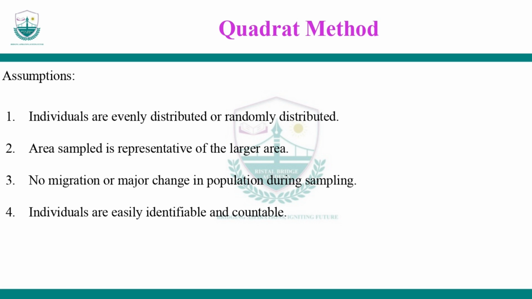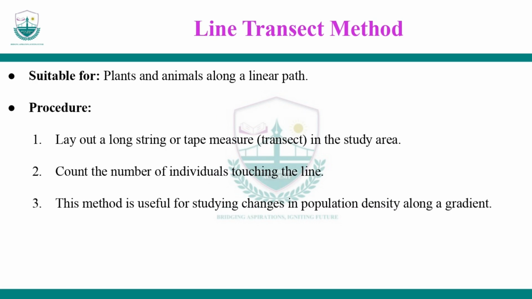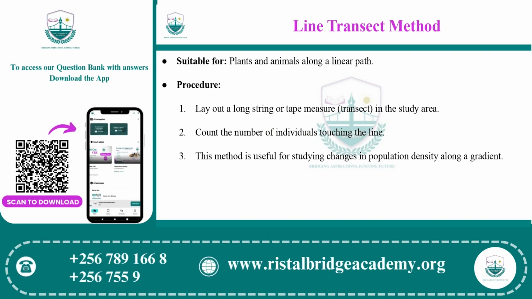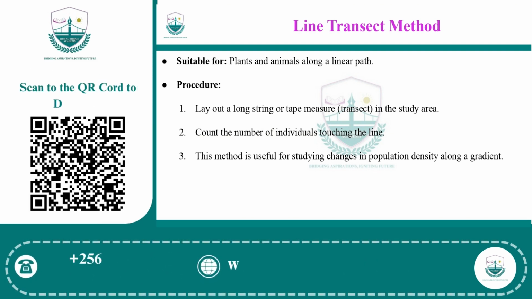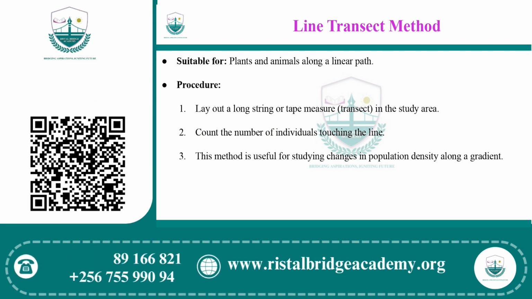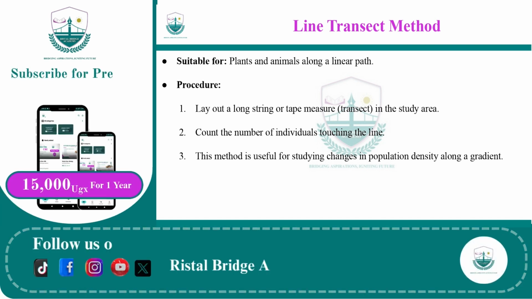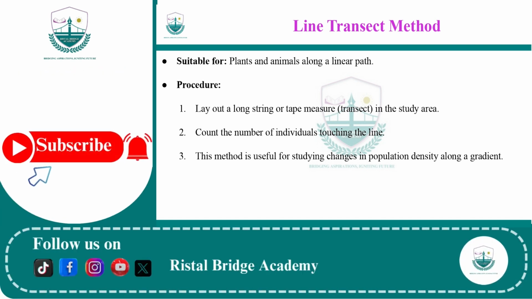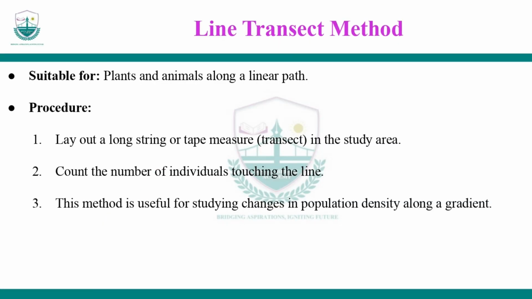Next up, the line transect method. Best for organisms along a gradient, like plants on a hillside or species along a waterline. Procedure: stretch a string or tape, a transect, along the study path. Count individuals that touch or fall directly under the line. This method is efficient for spotting changes in species distribution over distance or terrain.